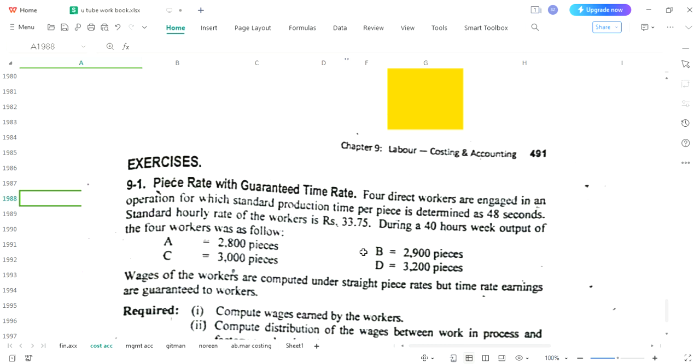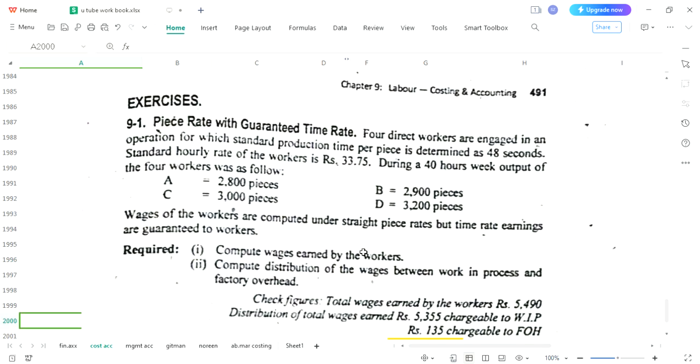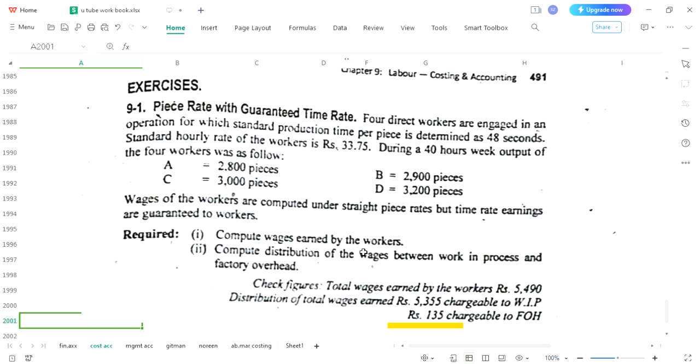Today's target is to start our questions related to labor. In this chapter, labor means the workers who are directly or indirectly working at a manufacturing concern, and you are responsible to pay them in the shape of their wages. Their introductory lecture is different. We have already discussed several things regarding payment of wages.